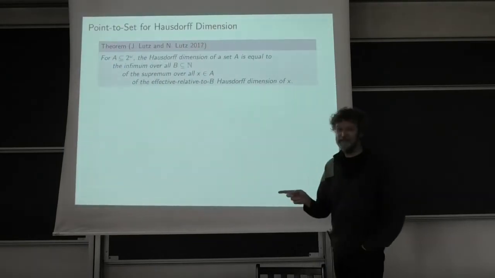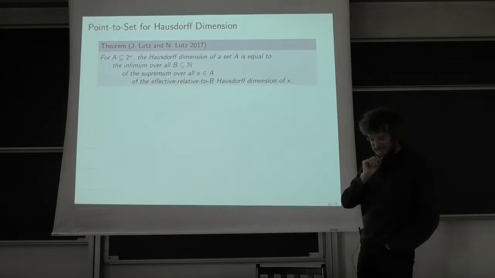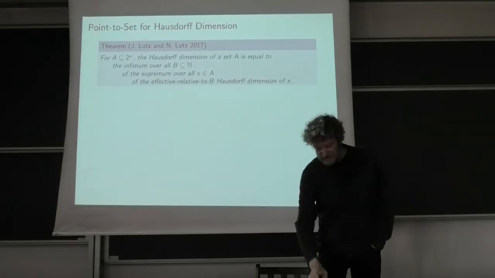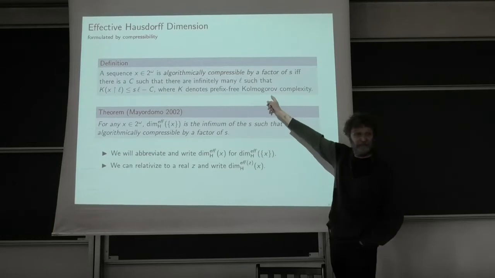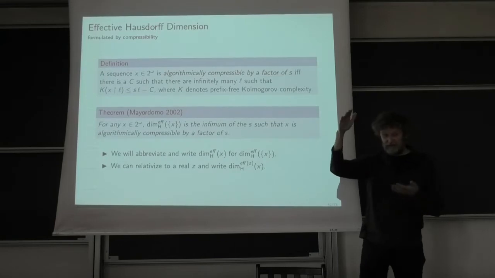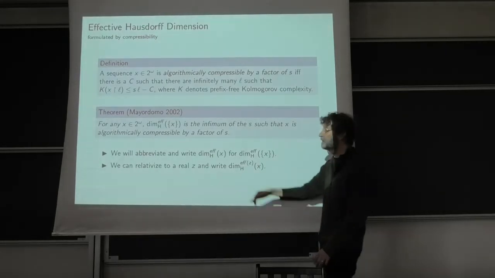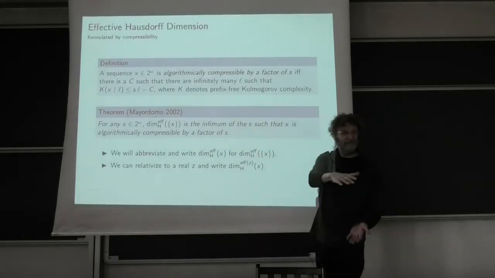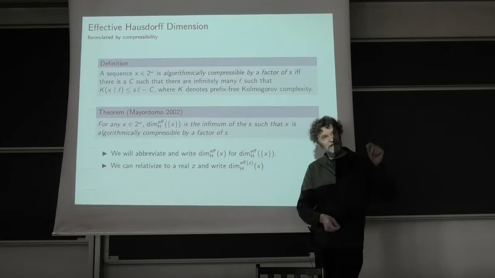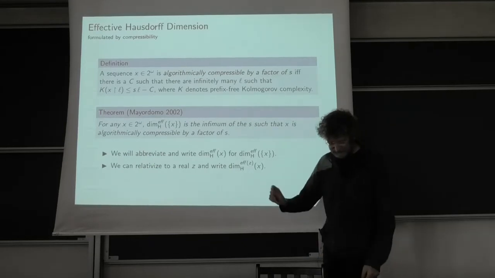The second theorem that I wanted to recall is about an arbitrary set. So we're recalling two facts. The first is this definition: a point is algorithmically compressible by a factor of s means there is a computation procedure, which you could think of as a compression algorithm, and on infinitely many initial segments of x, it compresses the information in x restricted to L, that's the first L bits, down to something that has size s times L, with s less than or equal to 1.